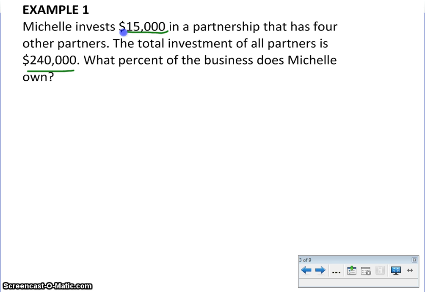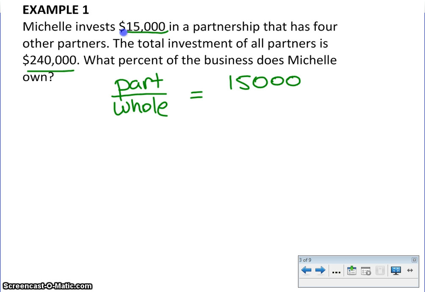So here we're looking at a ratio, and we've gone through this quite a bit in different units. A ratio, we're looking here at the part over the whole. Well, Michelle doesn't own the whole business, she owns part of it, so her portion of what she owns, or her investment, goes on top, and the total investment goes on the bottom. Now, whenever I have a fraction, I'm looking at division.